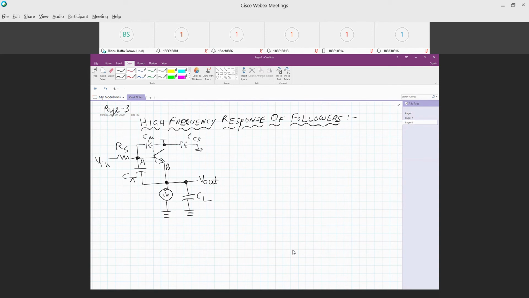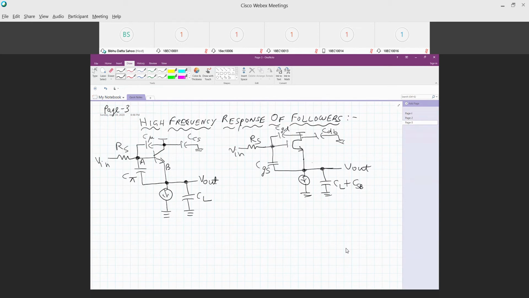So that's the emitter follower, and then the source follower. Now again, both the circuits, as far as the high frequency components are concerned, look identical, except that in case of source follower, we have this additional CSB term which is absent here.